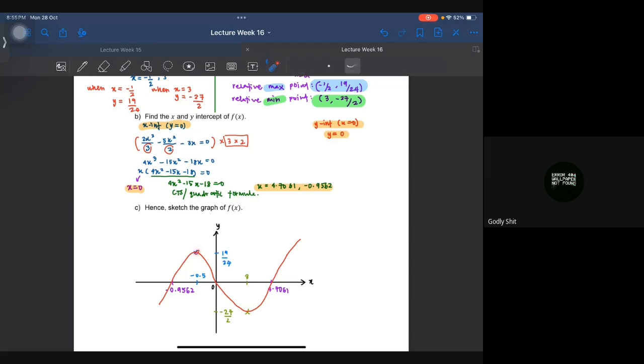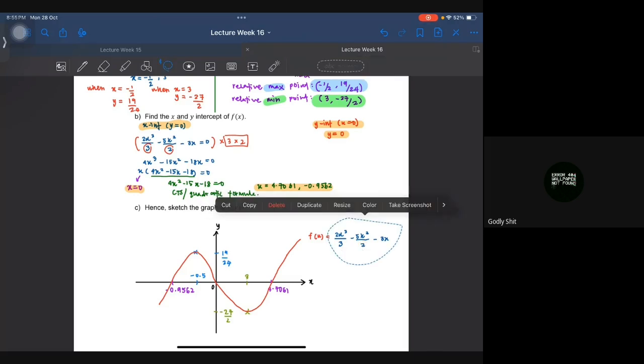Okay, so this is your maximum, this is your minimum, this is where your intercepts happen. Okay, and then lastly, don't forget to label your graph. Okay, so kita ada fx equal to, copy paste. Paste dekat sini. Alright, settle. So ini adalah kita punya function. Okay, settle. Simple je guys. Boleh ke setakat ni?